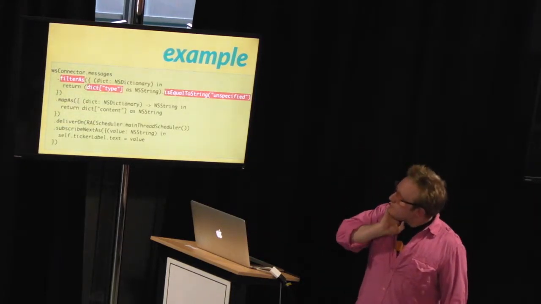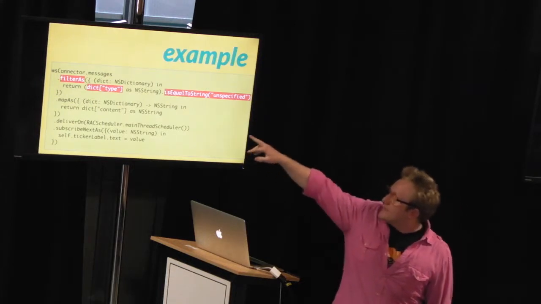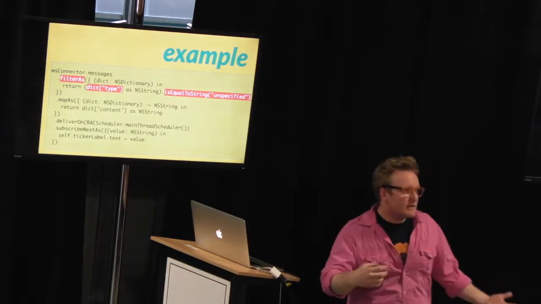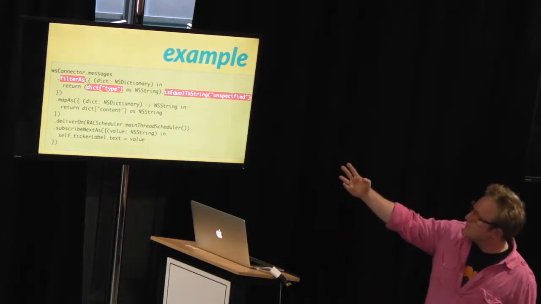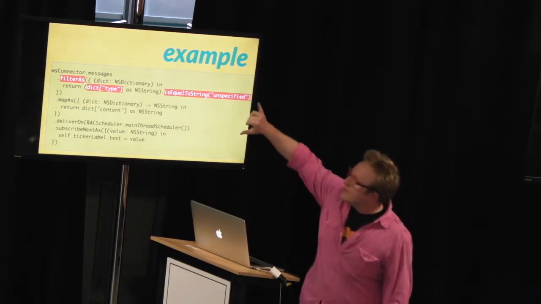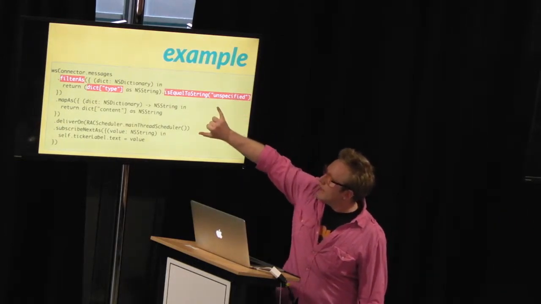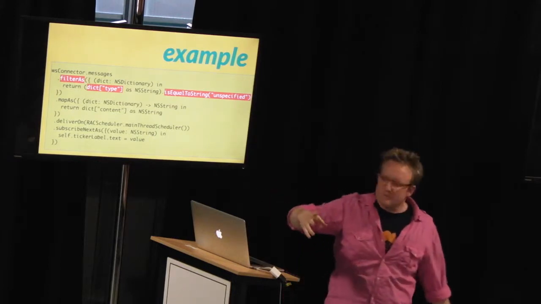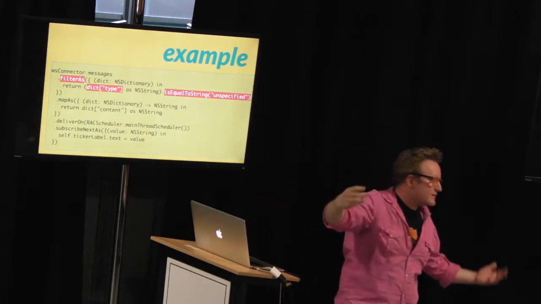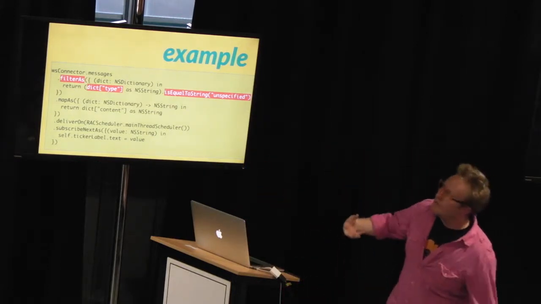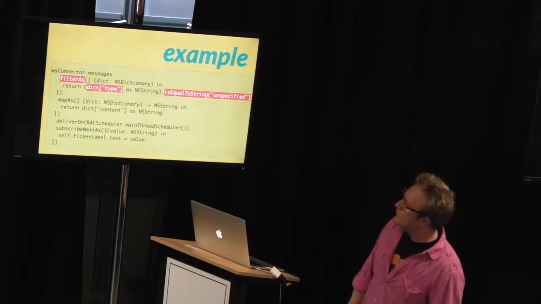So a couple of things. First of all, the messages thing is the signal. So there's a messages property, which is a signal. Then everything down to subscribe next is the pipeline. It's the functional pipeline. And then the thing at the end is the sink. It's the subscription. It's the what am I going to do? What's the end point of it?